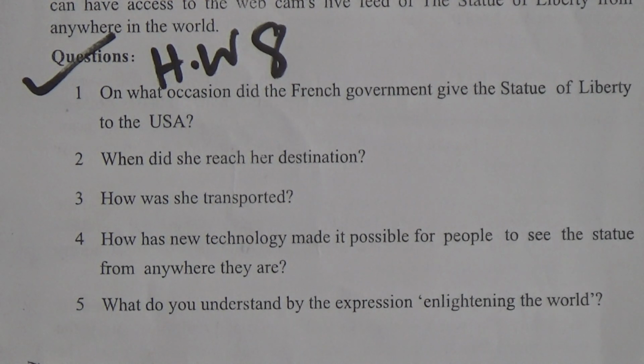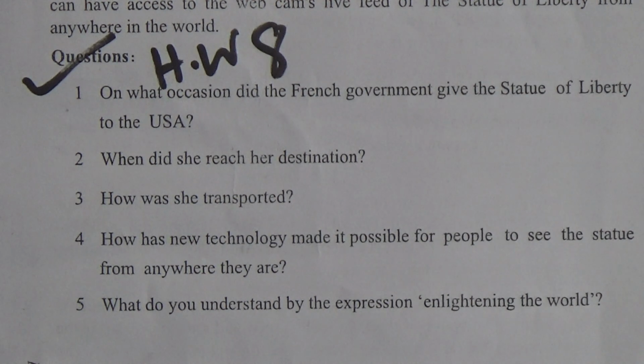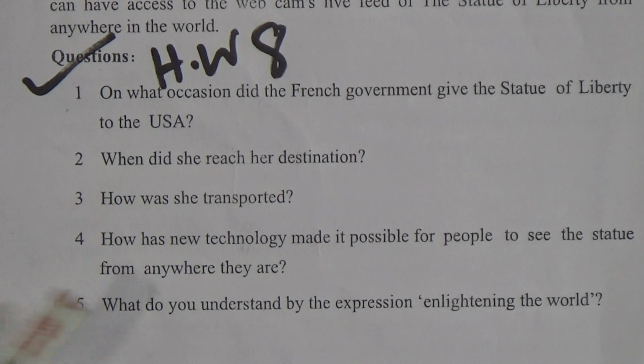Now look, number 3, how was she transported? So before transporting the statue, it was divided into 350 pieces and then packed in 214 crates. So now look, you will take the help of the last line to give the answer to question number 3. Now we will go to question number 4.